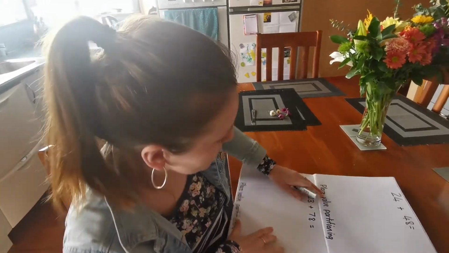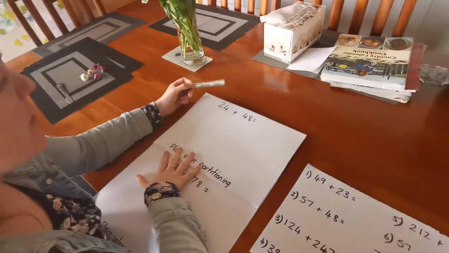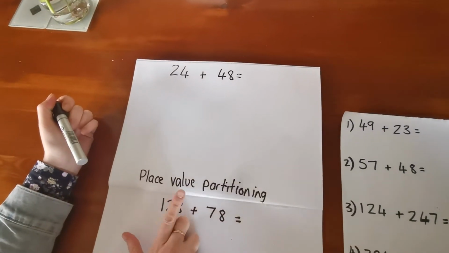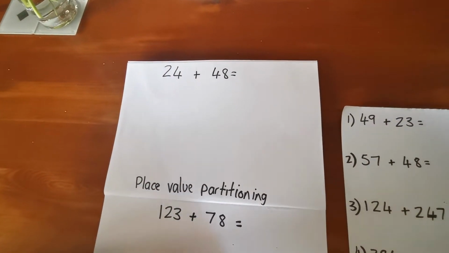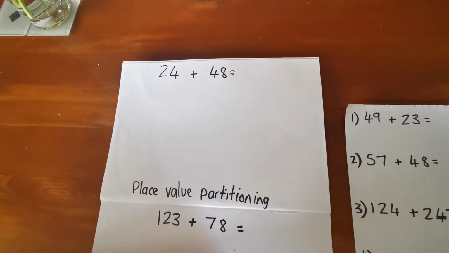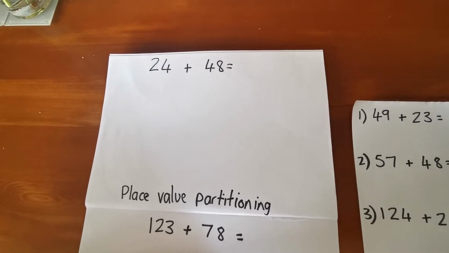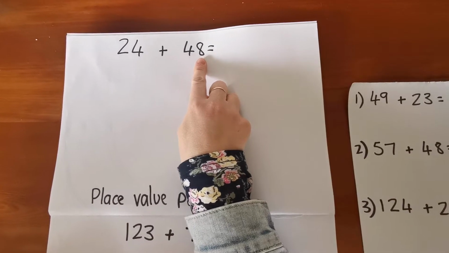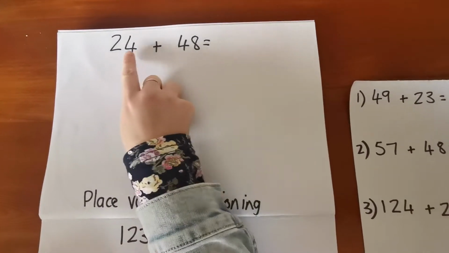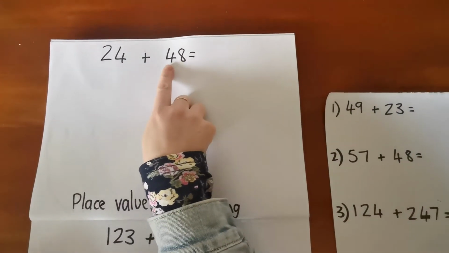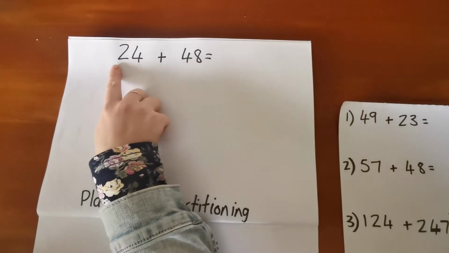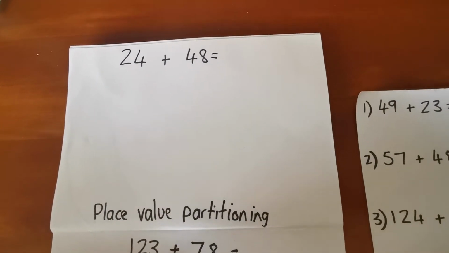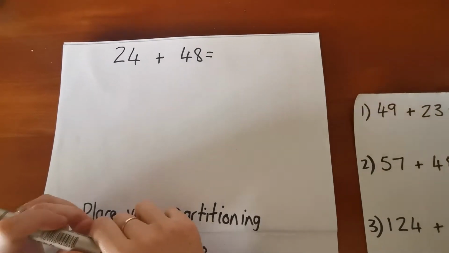Alright, so we'll start with this question, which is 24 plus 48. And we're going to use the strategy place value partitioning. And we've done this one in class where we need to break it up. So this one's really important to have our place value knowledge. So we need to remember that the number on the right is always our ones column, and the next number across is our tens column. We need to make sure that we are adding up them from the same column for it to work.